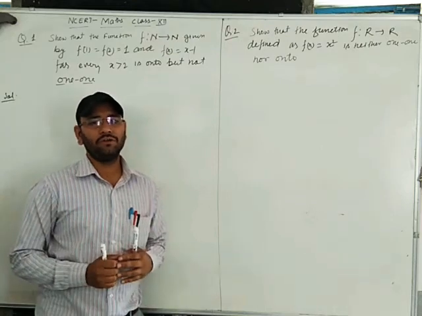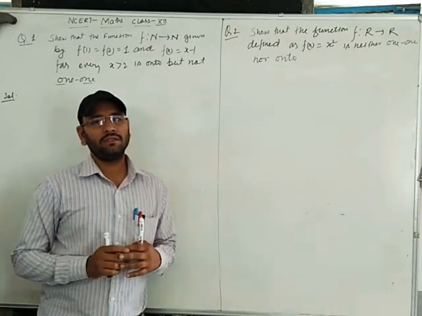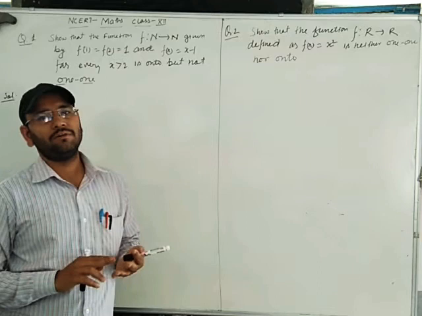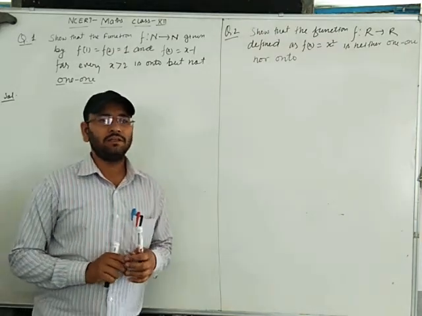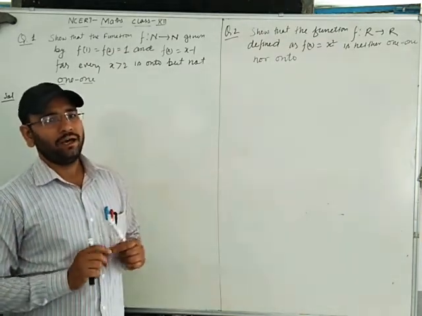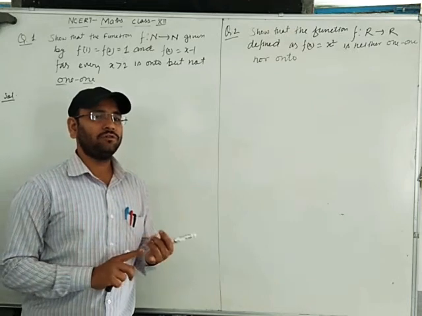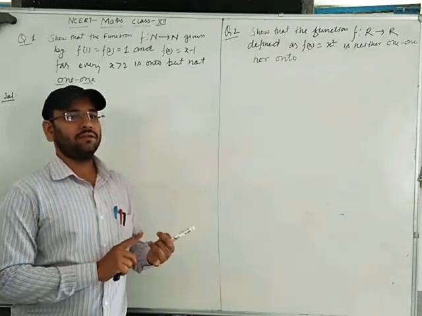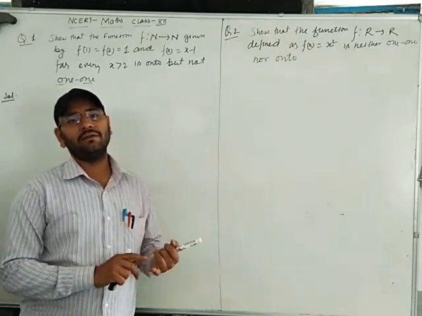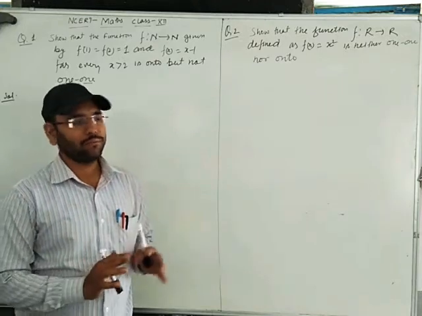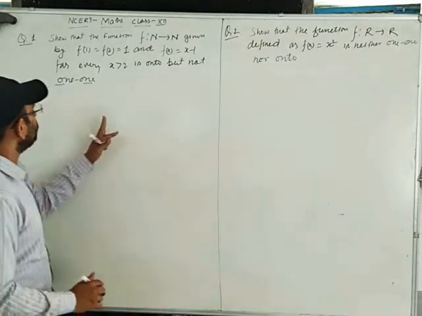Now in this session of video, we are going to discuss class 12th maths chapter 1, relation and function, and today I am solving two examples in which you have to prove onto and one-one function. Clear? So we will see the first question.